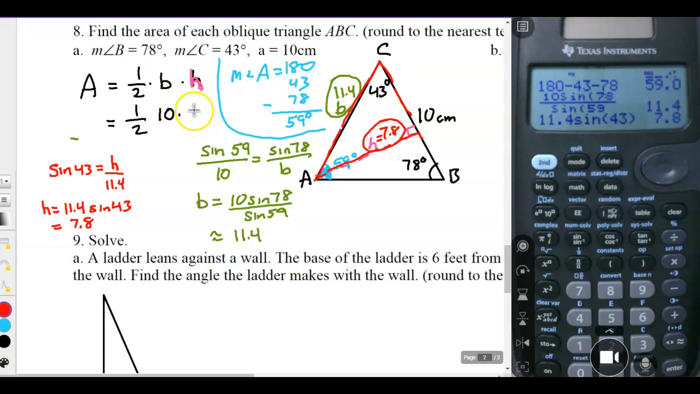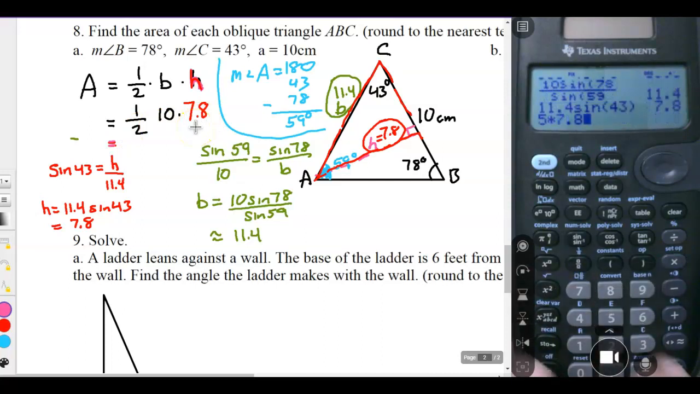Now I go back to my original formula here, 1/2 base times height, and plug it in. So we have a half of 10, which is 5, and then 5 times 7.8 gives us 39. Okay, and then of course check for units. We're dealing with centimeters, so this would be 39 square centimeters.